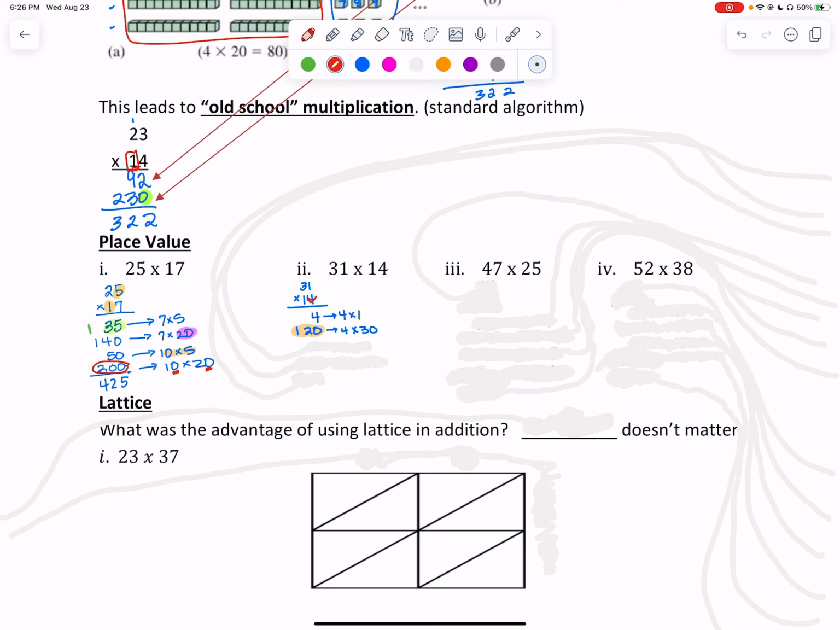Okay, so next I'm going to deal with my 10, or that 1 in the tens place. So that's going to be 10 times 1. So that gives me 10. And then the one that most students miss, which is the 10 times 30, which is going to give me 300. So I add all that together.